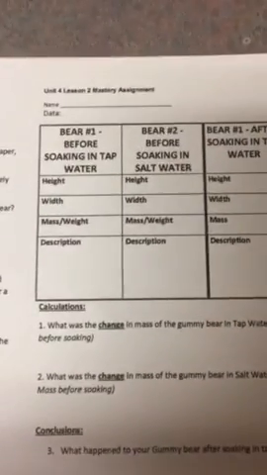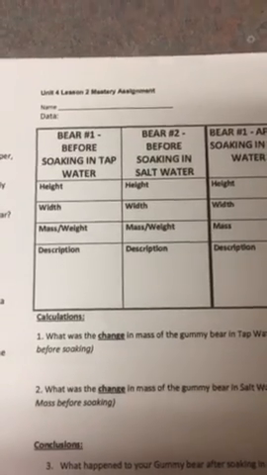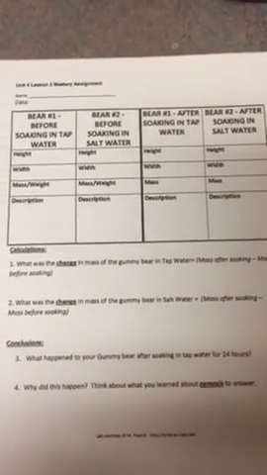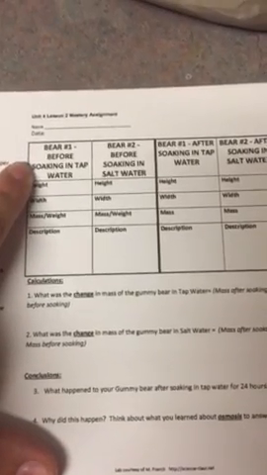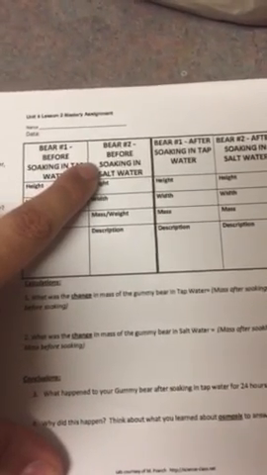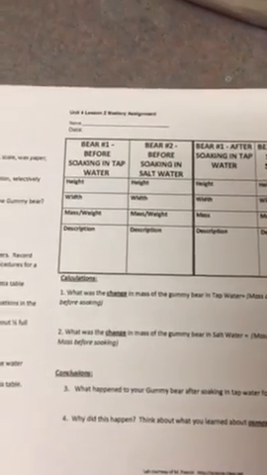Now we're going to do some measurements and fill in our data table. You should have a data table that looks like this, and it says bear 1 before soaking in tap water, bear 2 before soaking in salt water. This is where we're going to fill out our information. The first thing we have to do is find the height and width of our gummy bears.